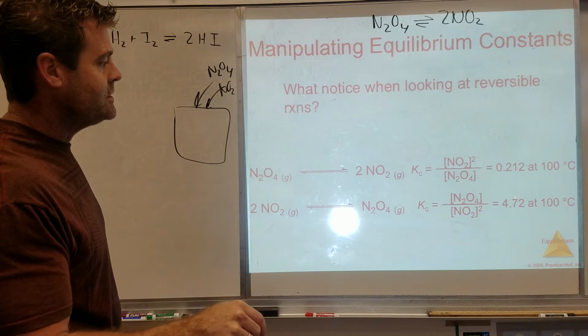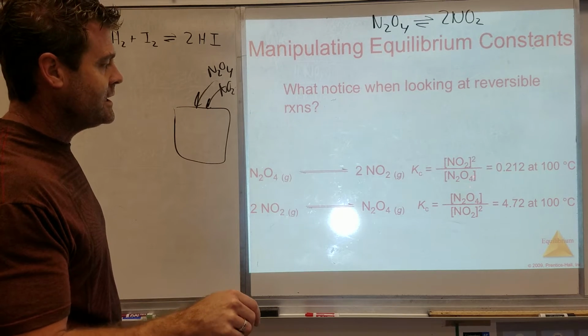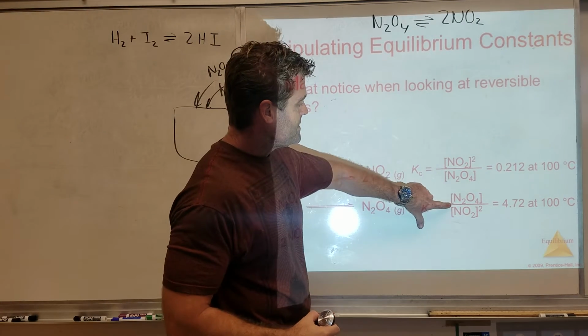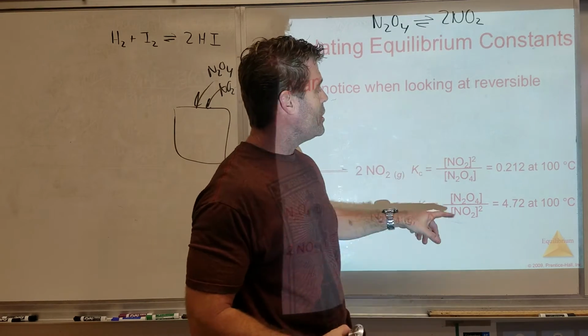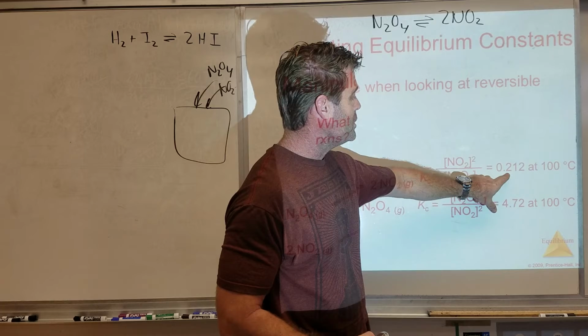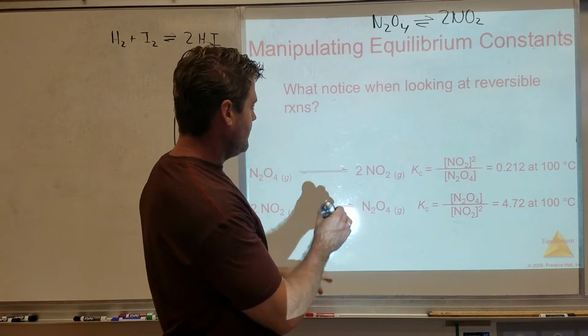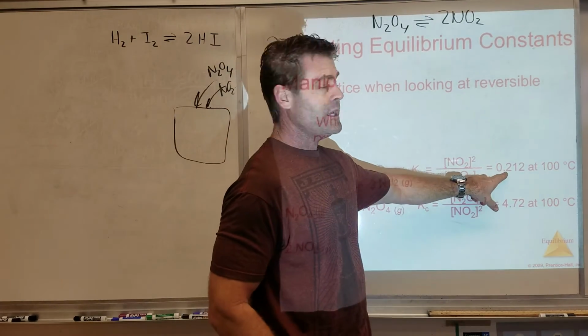I get 4.72. You guys see what this is? You agree that this is just the reciprocal of that, don't I just flip it? You just flip it. So if I want to get the K value, if the K value of this is 0.212, how do I get the K value of the reverse reaction? I just get the reciprocal of that.